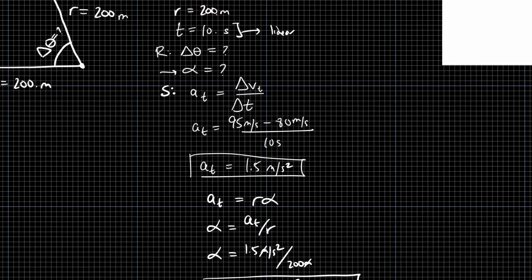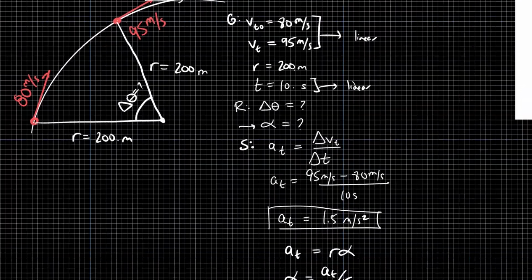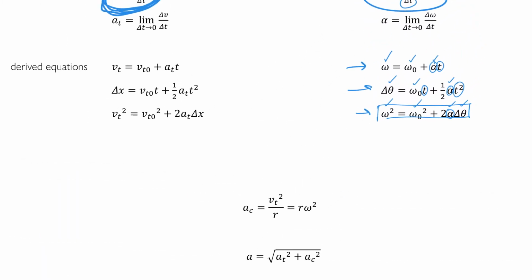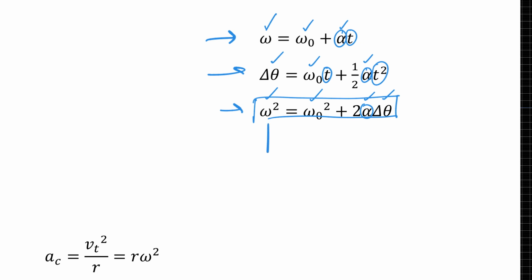All right, now what else do we need? We need one more. Oh, we need the angle the car moves through in this time. So let's go over here and look at our equations. We want delta theta, which shows up in several places. I could do it here, right? I could get omega initial, omega final, and I have alpha, so I could get it right here if I wanted to.